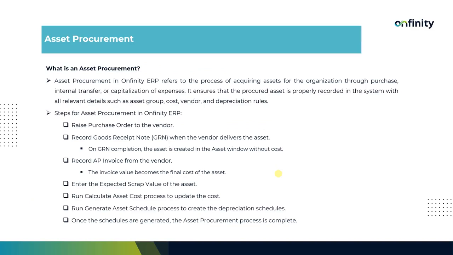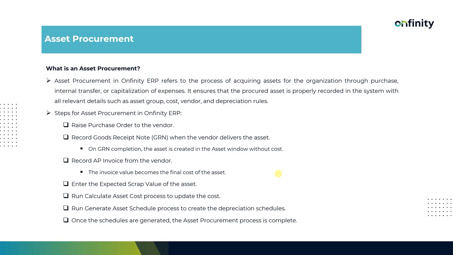Asset procurement in Onfinity ERP refers to the process of acquiring assets for the organization through purchase, internal transfer, or capitalization of expenses. It ensures that the procured asset is properly recorded in the system with all relevant details such as asset group, cost, vendor, and depreciation rules.